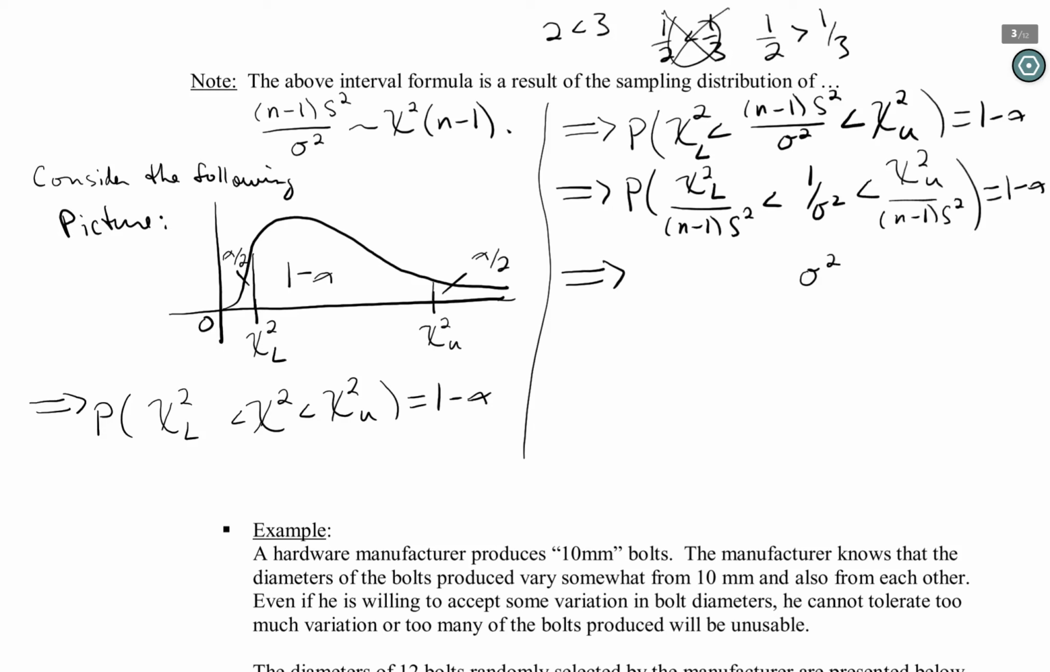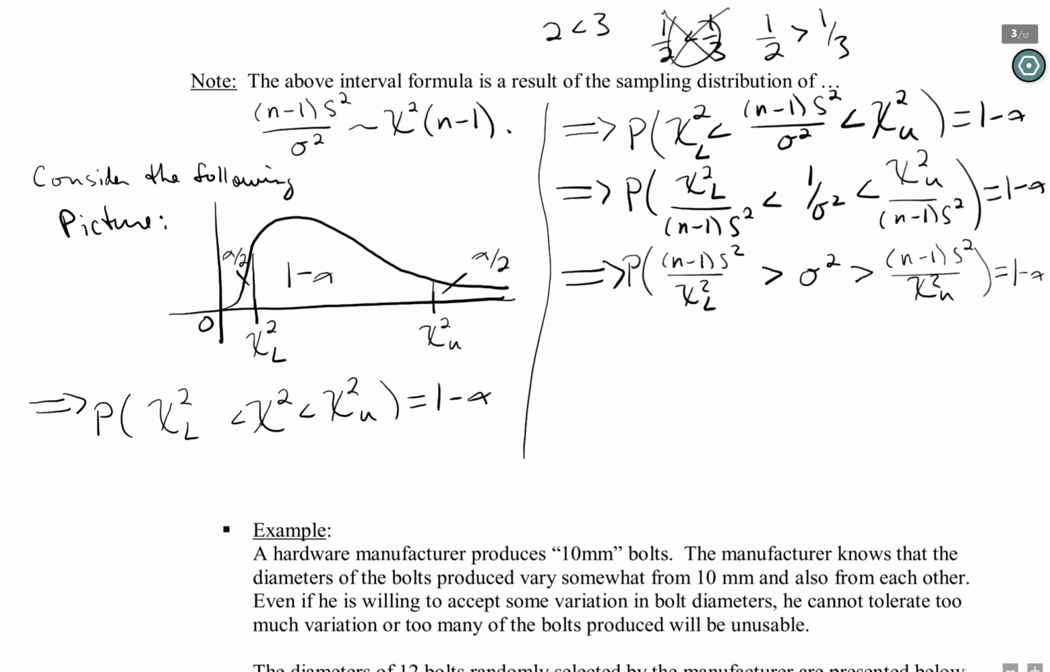Okay, so this sign is going to become greater than, and I'm going to take the reciprocal of this. That means I'm just going to have n minus 1 times s squared on top and chi squared U in the denominator there. And then over here, this sign is going to flip, and I'm going to have n minus 1 times s squared over chi squared L. And the probability of that is 1 minus alpha.